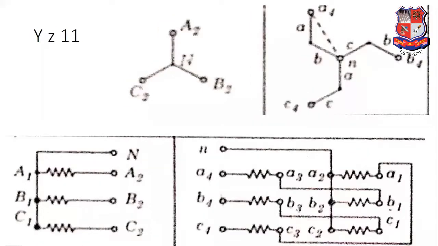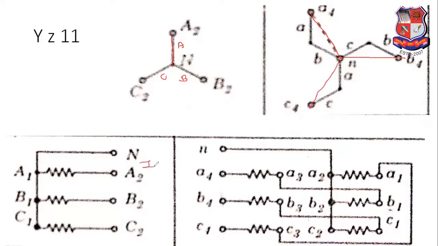Last connection, that is YZ11. YZ11 means star, zigzag and 30 degree leading. So first connect star A to B to C to neutral point, phase A, phase B and phase C. Now with reference to this particular phase A, we have to draw in LV winding 30 degree leading. So this is with reference to this 30 degree leading. And this is 30 degree leading. And this is also 30 degree leading.